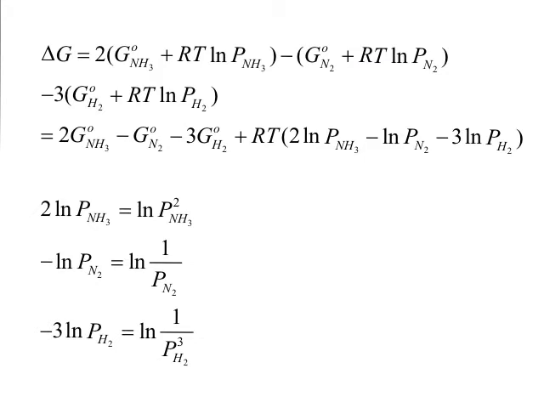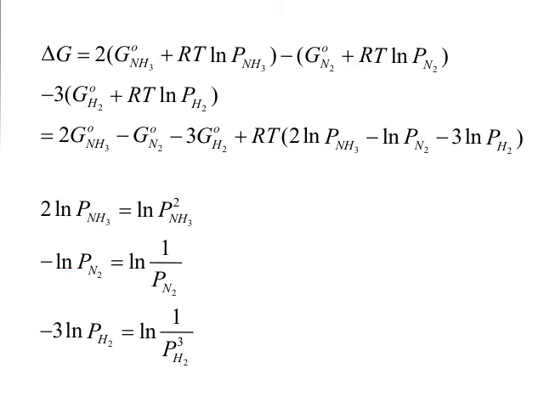Now this is looking kind of busy up here, so I'm going to start to collect similar terms. I can pull out the G zeros from each of these parenthetical statements. And then I also have an RT factor next to each of my natural log pressures, so I can pull RT out and have a parenthetical collection of the natural logs of my pressures. Then I'm going to take advantage of a property of logs that I suspect all of you know about. Namely, if you have x ln y, that is equal to ln y to the x. So I'm doing that with 2 ln P of ammonia, so it becomes ln P squared of ammonia.